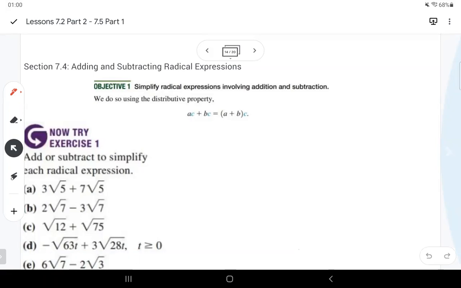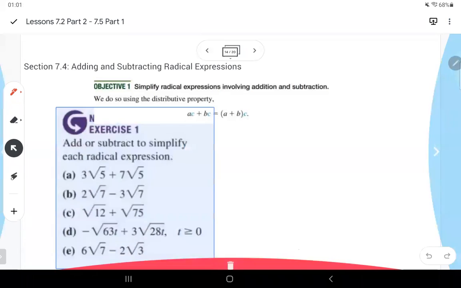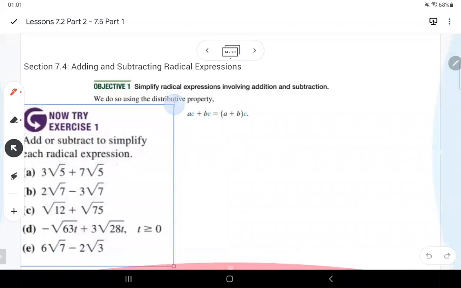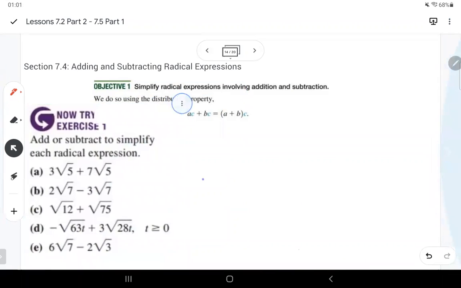So we do so by doing the distributive property. Basically, we take the radical portion and we pull it out, and then we combine the outside, whatever's going on the outside, we add or subtract those and then leave the radical portion alone.